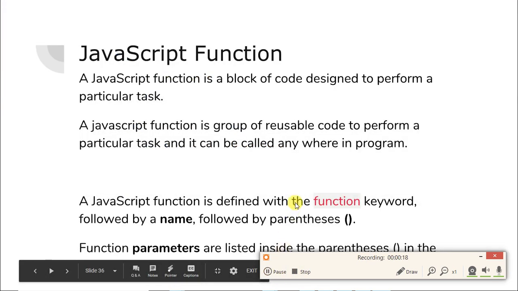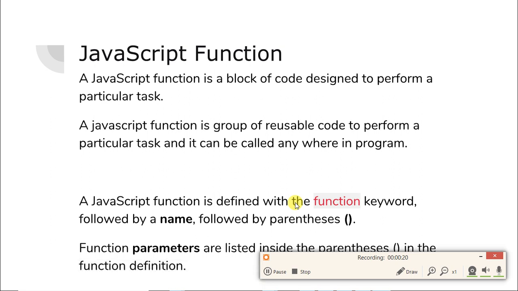Now, what is a JavaScript function? A JavaScript function is a block of code designed to perform a particular task. If you want to execute this code, you can call it anytime in your programming code. A JavaScript function is a group of reusable code to perform a particular task, and it can be called anywhere in the program. You can call the defined function anywhere in your code.